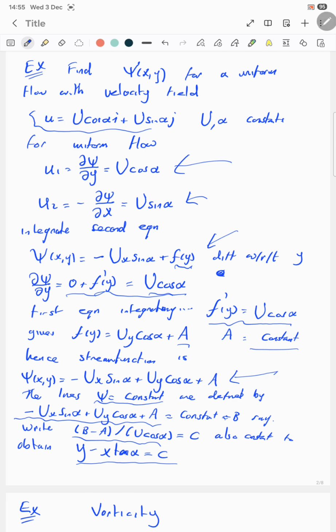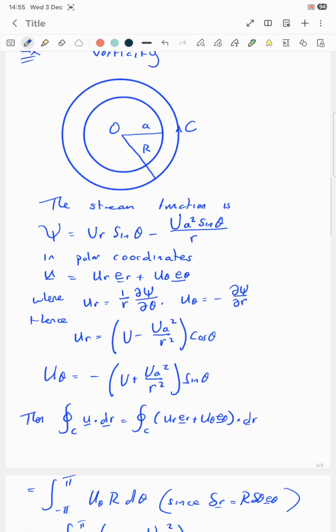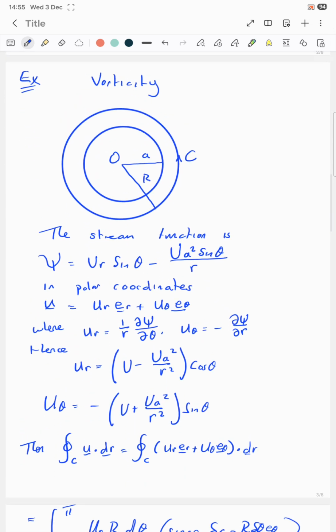Now let's just move on to another example. This is vorticity. So this is fluid moving around something, usually cylinders of some kind, which are the go-to things, I think, in many fluid dynamics lectures or books or courses or whatever. But for vorticity, we get a stream function given here. Our psi equals U r sine theta minus U a squared sine theta over r.